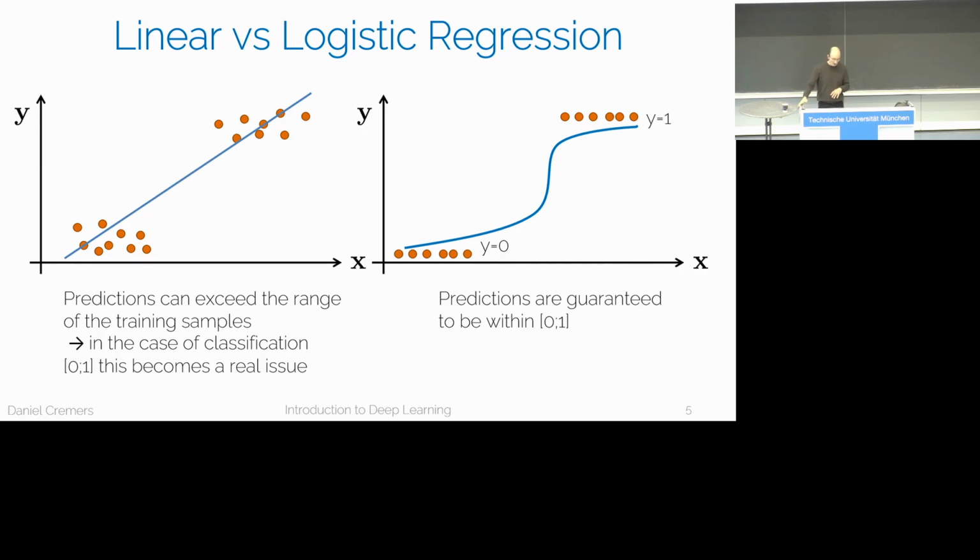And then we saw y hat can be the probability for y being 1, and 1 minus y hat is then the opposite, the probability for y being 0. Say dog or cat, if you will. And that way we can convert the linear regression into a logistic regression, into a classification problem.